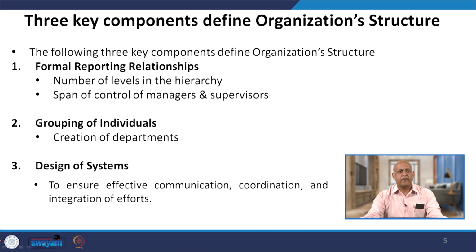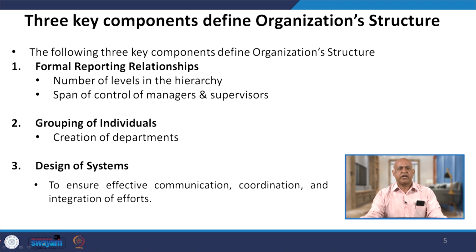The key components of the organization structure are the formal reporting relationships, grouping of individuals and design of systems. The formal reporting relationship is the number of levels in the hierarchy, and the span of control of managers and supervisors. If you remember, I have talked about the span of control, that is, how many subordinates are to be with one supervisor, and also the number of levels in the hierarchy, whether it is a vertical or a horizontal structure. Then there is the grouping of individuals, that is, the creation of departments, and according to the grouping of individuals the different departments will be created, and then the designing of the system.